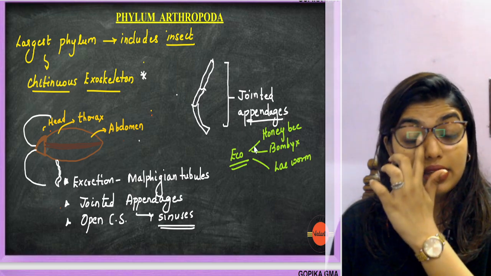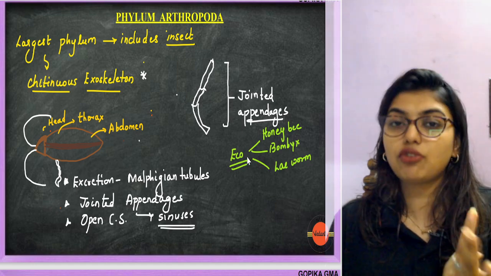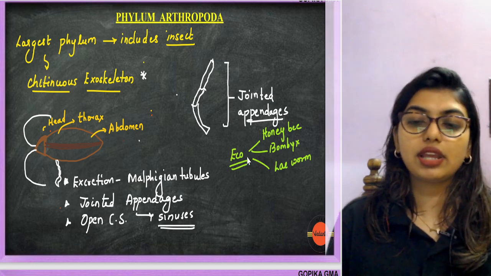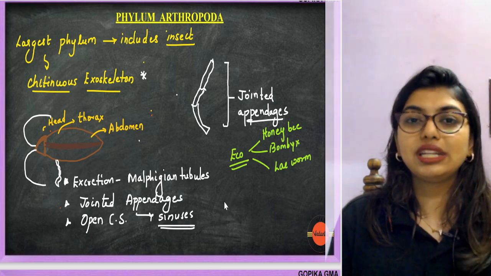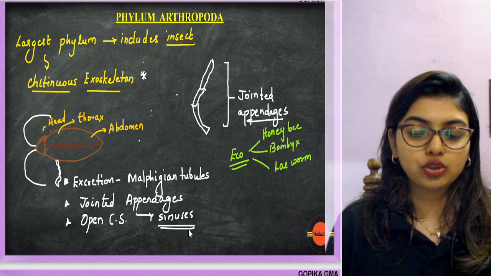In the same way, vectors are there, and you can remember Anopheles, Culex and Aedes mosquito. Then you can remember king crab, Limulus, that is a living fossil. So all this you can remember as general examples that come under Arthropoda.